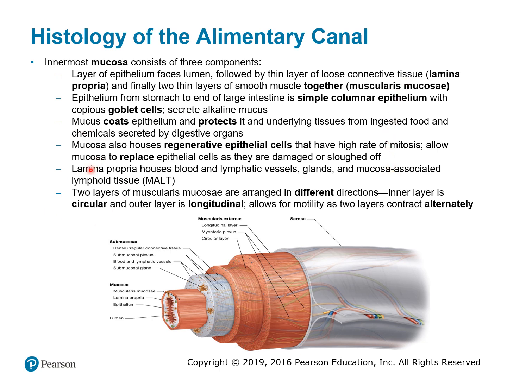The mucus is going to help the epithelium from being damaged and sloughed off as well. The 2 layers of the muscularis are going to be arranged in different directions: the inner circular and the outer longitudinal structure. They are mainly for motility, which allows the 2 layers to contract alternately, and this will be this part right here.